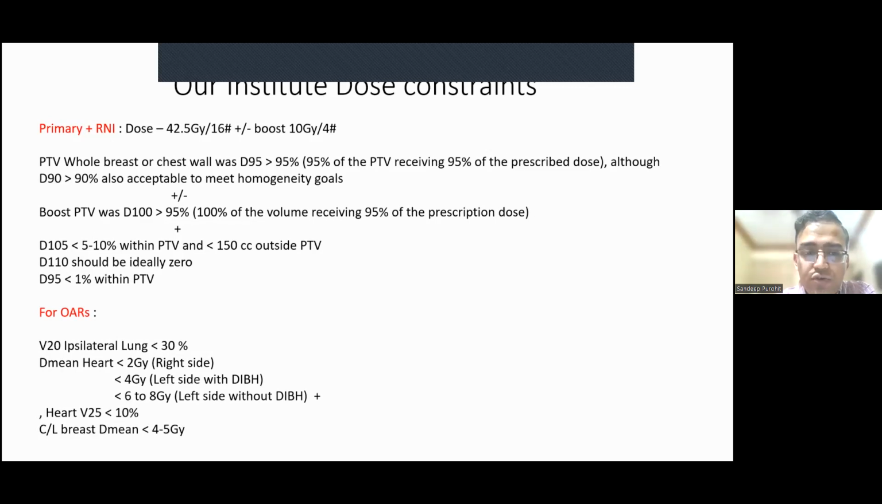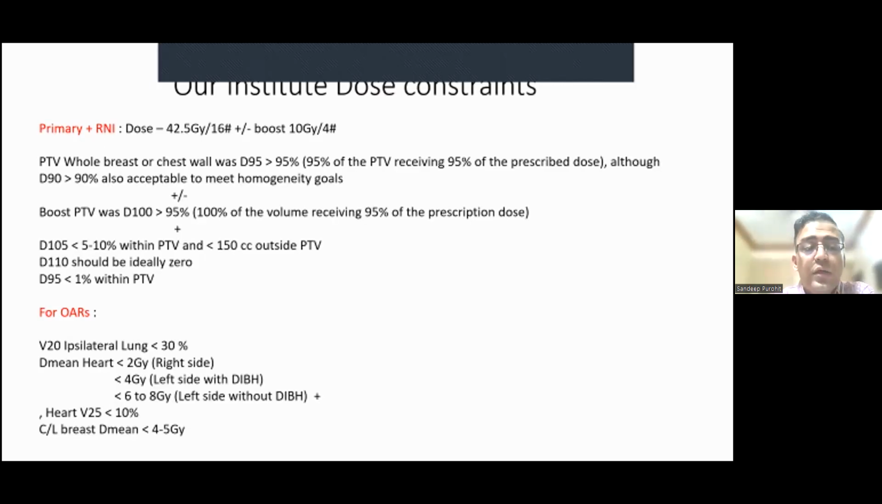So this constraint of less than 150 cc outside PTV is to see the plan quality. If it is less than 150 cc, then that means the quality of the plan is good. And if it is more than 150 cc, then even though the rest of the constraints are being met, the plan is not so good in quality. Those receiving 110% should be ideally 0, and those receiving 95% should be less than 1% within the PTV.